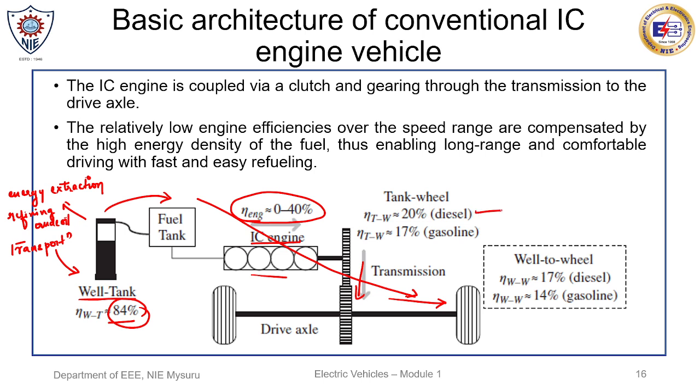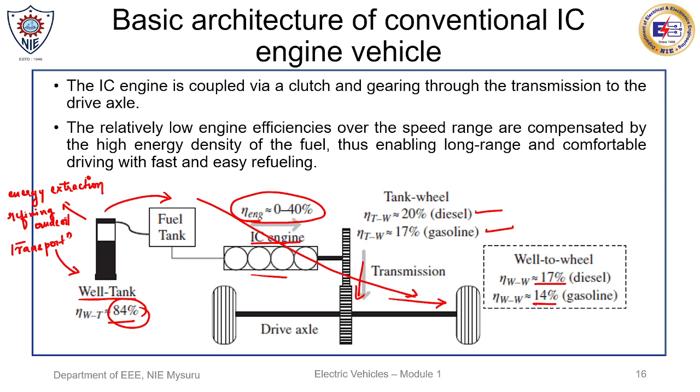When it comes to diesel, we have around 20% efficiency, and for gasoline, we have 17% efficiency. Now, once you calculate the total efficiency, diesel gives you around 17%, and gasoline gives around 14% efficiency. So based on this, we can see that IC-based vehicles are very inefficient. Most of the energy is lost as heat, friction, and sound.